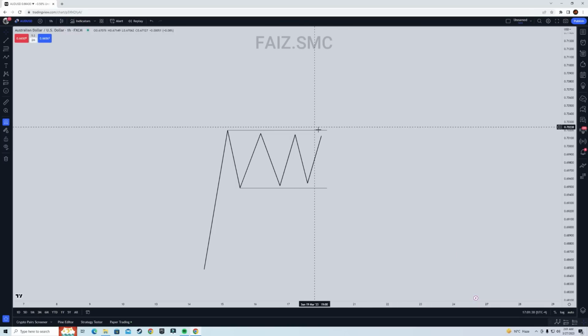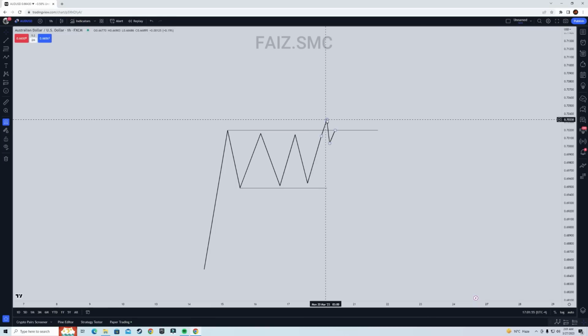Once you have the range, you want to look for price to either take out the buy side or the sell side. So let's say price takes out the buy side, you want to wait for price to come back into the range, and then you want to take your entry from the retest, and you can target the opposite side liquidity. It's really that simple, guys. But there's more to it, so keep on watching. I'm going to show you what to avoid and all.